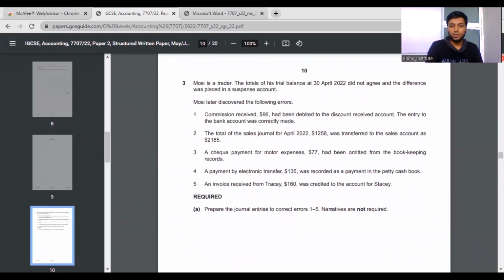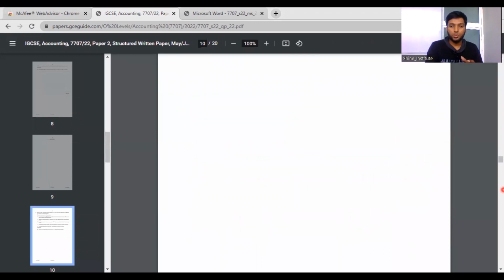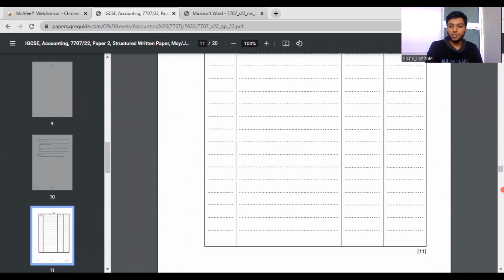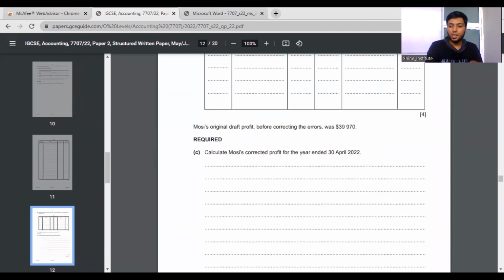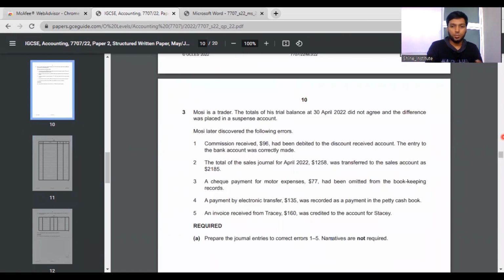So now here there's a question. Let me read the question first, and then we'll do this question one by one. They have given a journal and requested us to complete it, for 11 marks, and they have also given a suspense account, and then you need to correct the profit. So let me start reading the question and then we'll move on one by one.